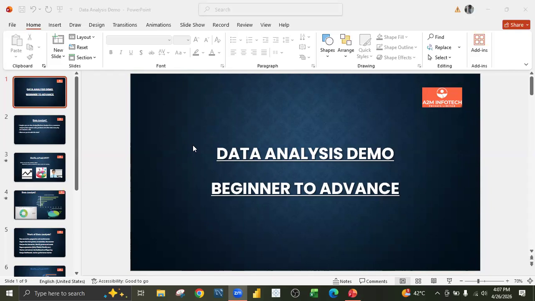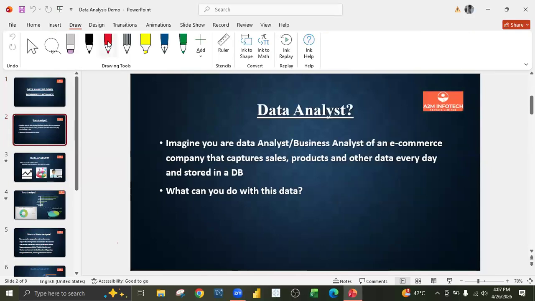Now let's take an example of data analysis. Imagine you are a data analyst or a business analyst working for an e-commerce company that captures sales, products, and other data every day and stores it in a database. Let's say you're working for a client called DMart. I hope everyone knows DMart.